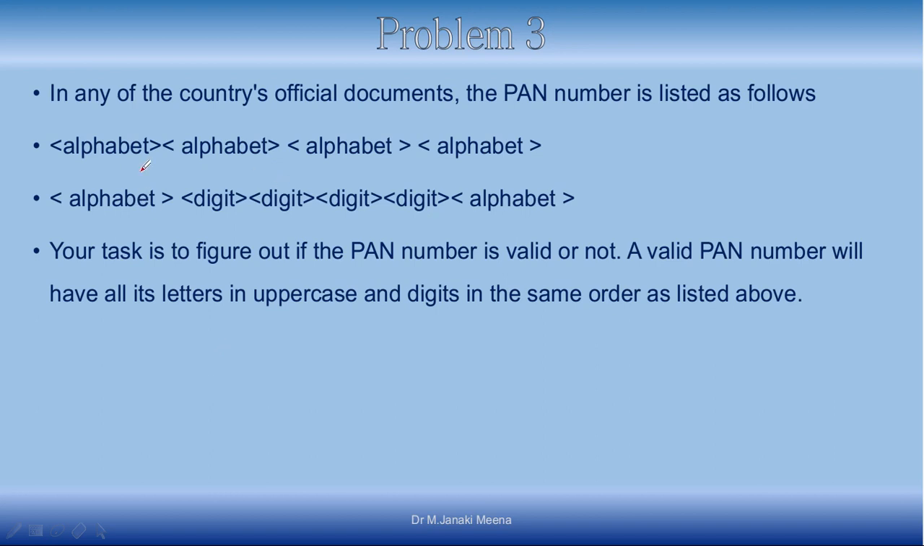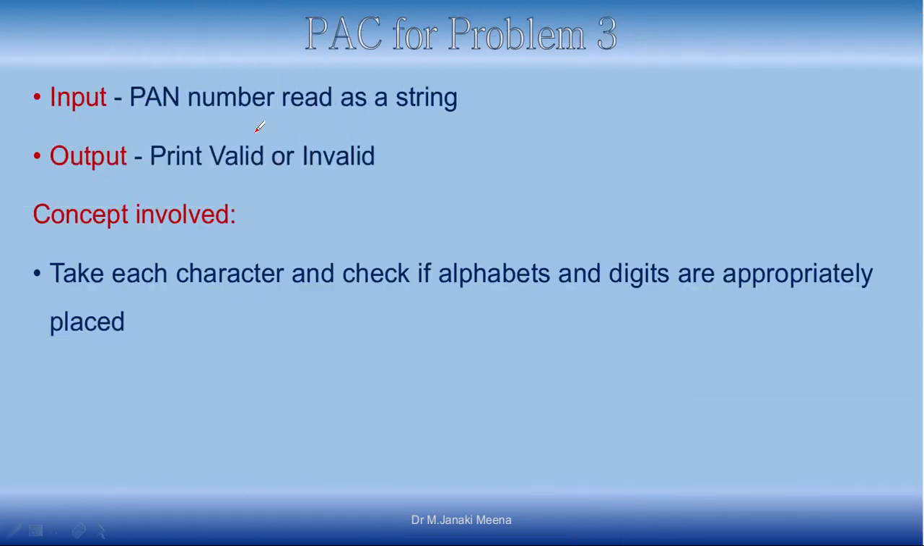So what is the pattern? There will be 5 alphabets, followed by 4 digits, and followed by another alphabet. Now your task is to find out, given a string, whether it is a valid PAN number or not. A valid PAN number will have all its letters in uppercase and the digits in the order mentioned above. So this is the problem given to us.